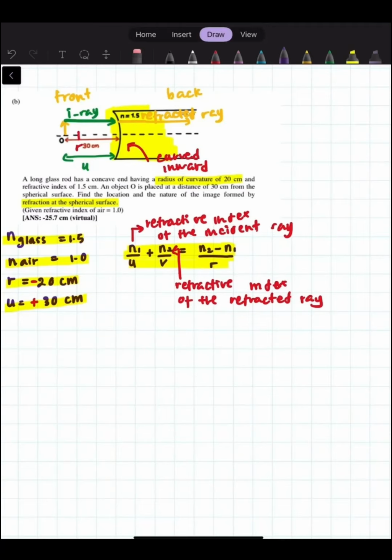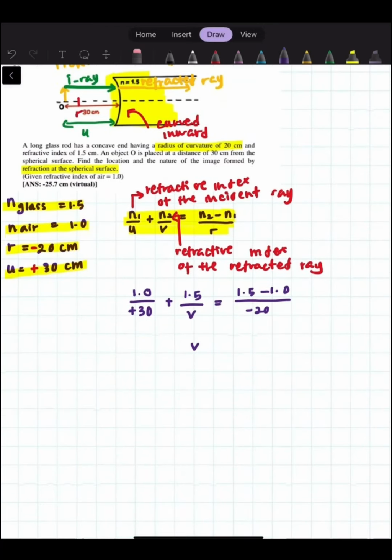So n1, the refractive index of air, is 1.0 over u, the object distance, 30 centimeter, plus the refractive index of glass 1.5 over v, which we are going to find, equals the refractive index of glass 1.5 minus 1.0 over negative 20 centimeter, which is the radius of curvature. Rearranging to get v, you will get negative 25.7 centimeter.